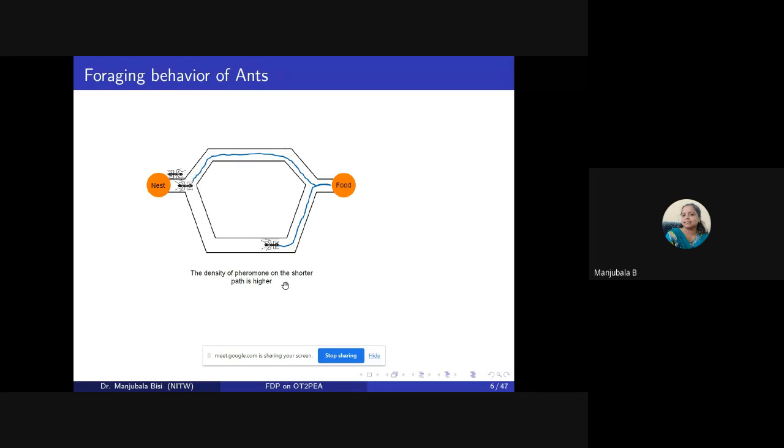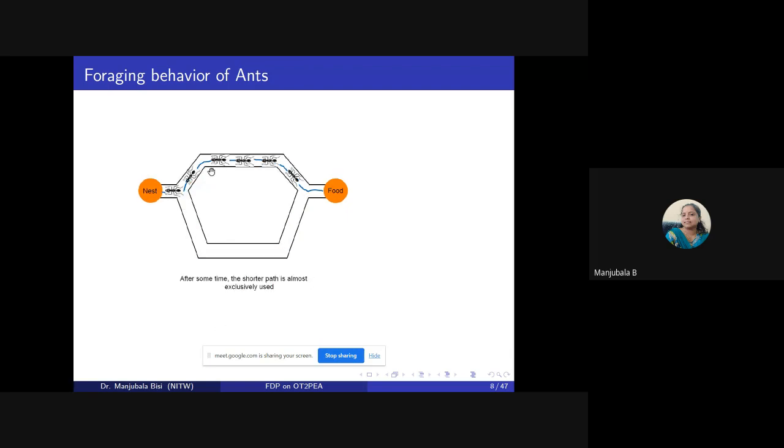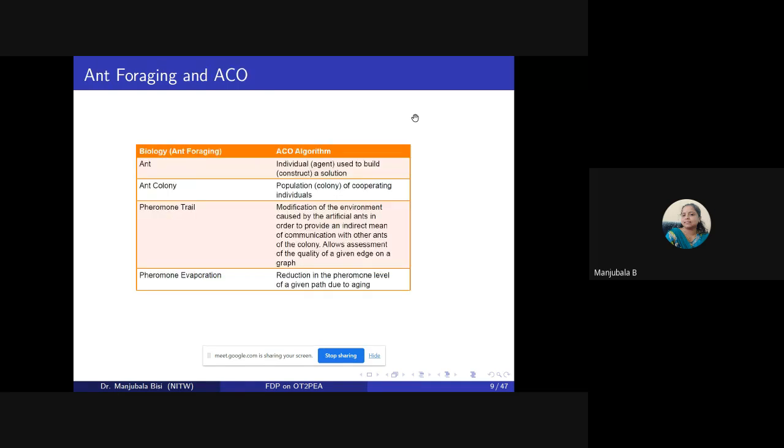The density of the pheromone on the shorter path is higher, due to which the third ant will follow the upper path. After some time, this path is used almost exclusively by the remaining ants. That's why you see ants moving in a line, following the substance deposited by the ants on that path. This foraging behavior of ants is represented mathematically by an optimization algorithm, called the ant colony optimization algorithm.